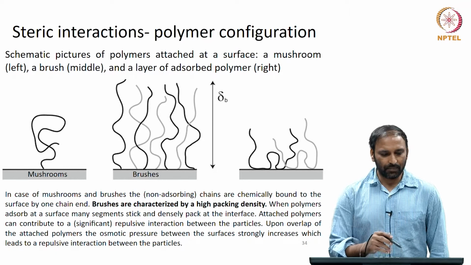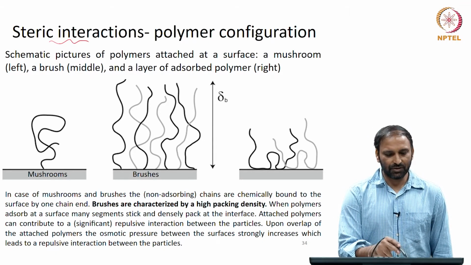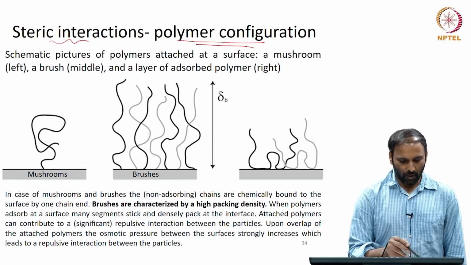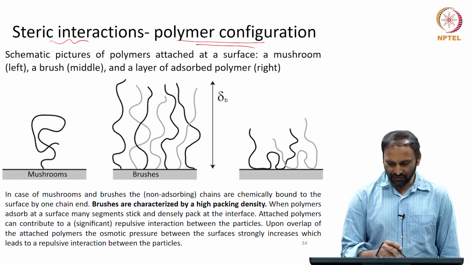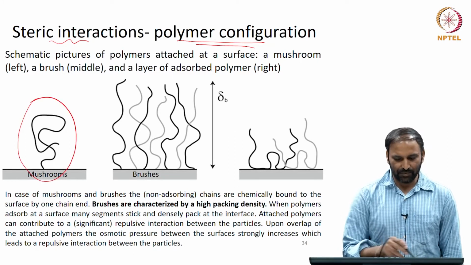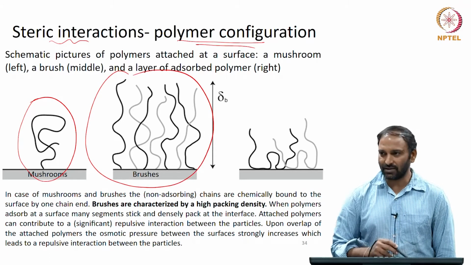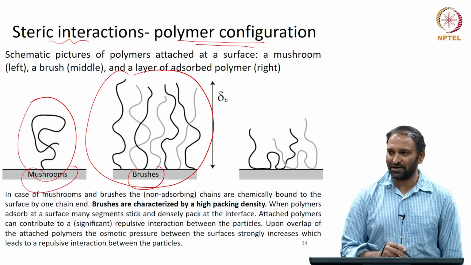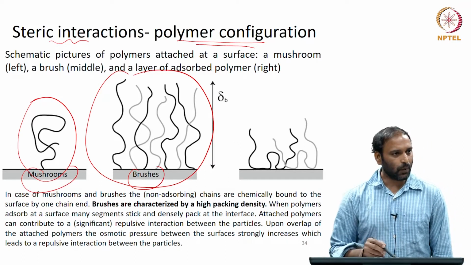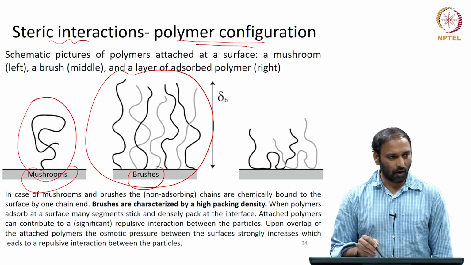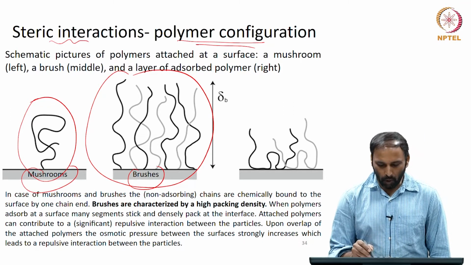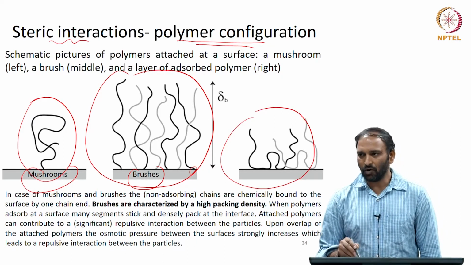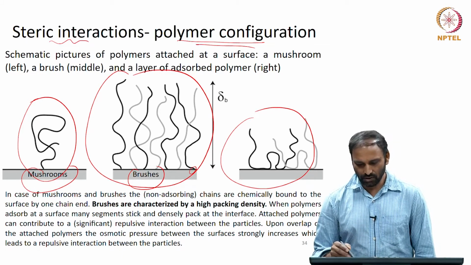Now, it turns out that the steric repulsion depends again on the polymer configuration, right? Whether the polymer that is adsorbed or grafted onto the surface takes a shape like this, or does it take a shape like this? This is something called a brush-like configuration. This is something called a mushroom-like configuration. These configurations are seen when the polymer chains or polymer molecules are covalently bonded to the surface, and such configuration is when you have polymer molecules that are adsorbed onto the particle surface.